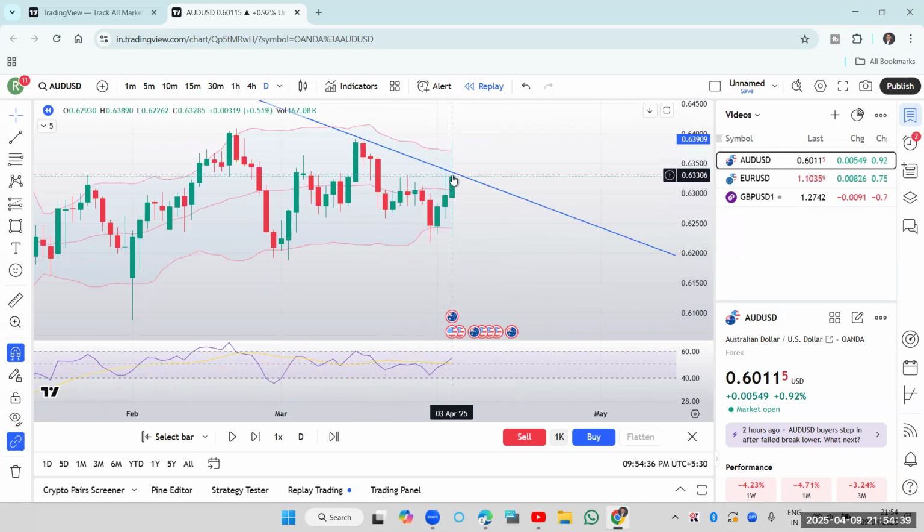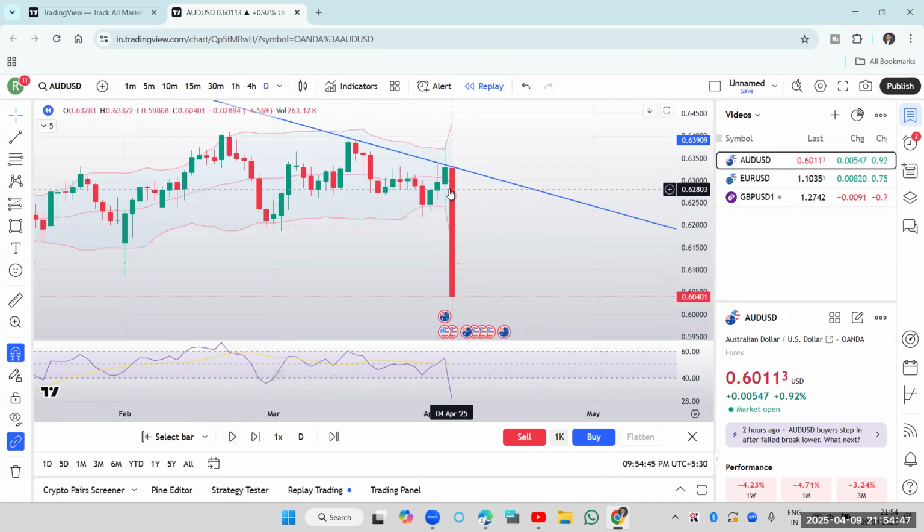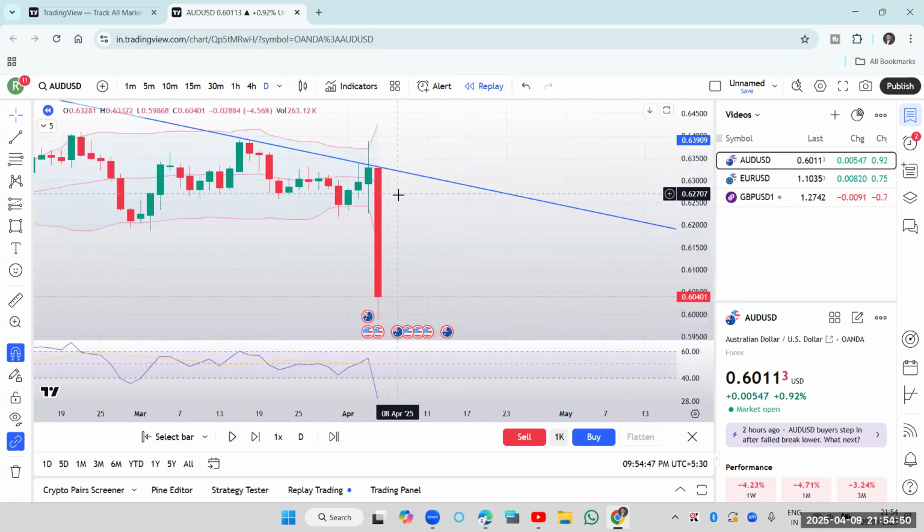Okay, now whoever has picked this might have gained a lot, okay, because the next day was a big move because it didn't even break this trend line. Can you see that? Right?